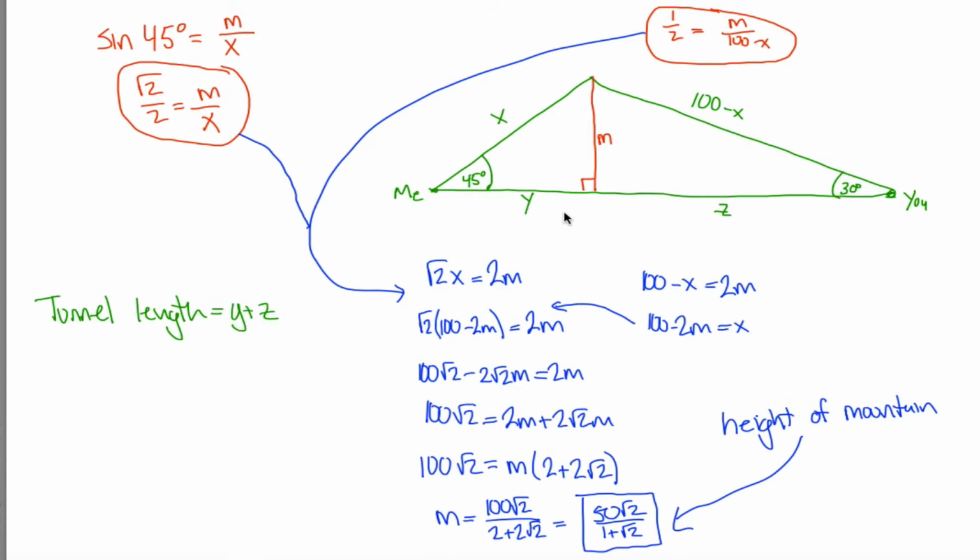So how can I figure out y and z? Well, I can use the information that I just found. And you could go about this several different ways. You could repeat an argument kind of like you just did, except instead of using x's and m's and the sine, you could use the tangent to get m's and y's there.